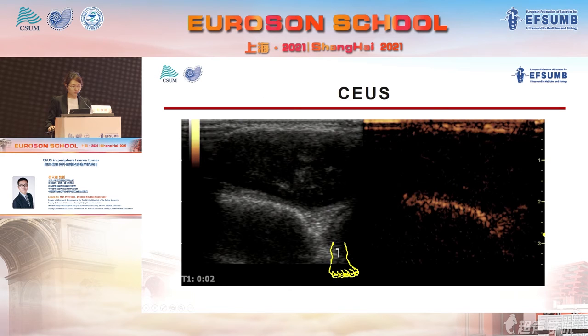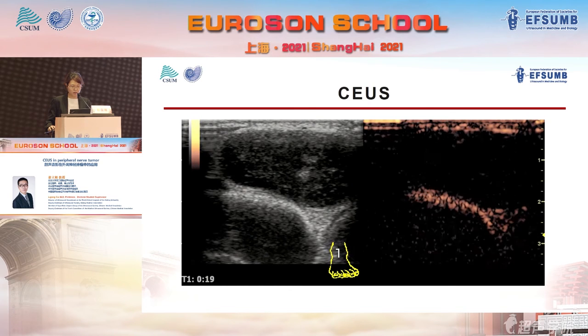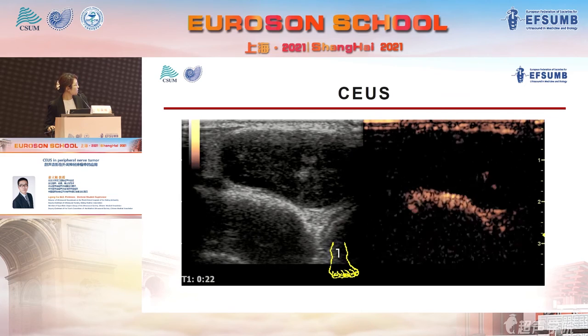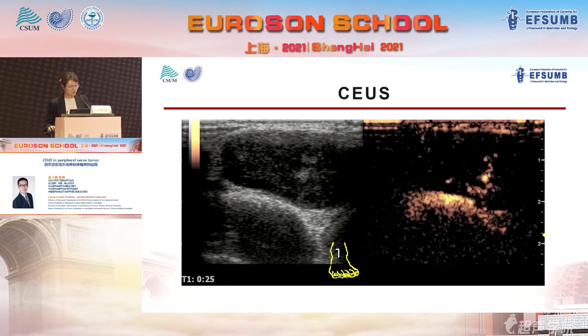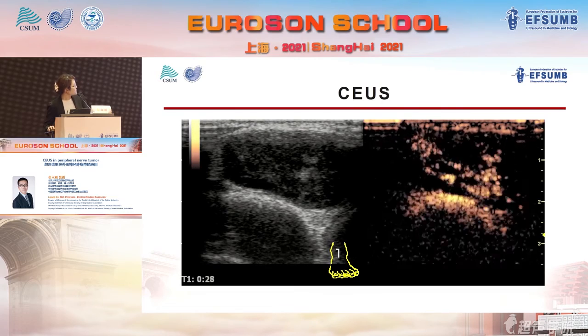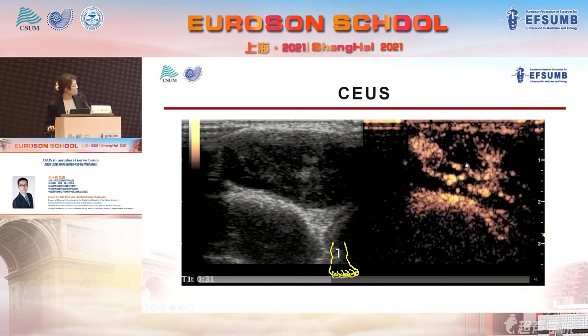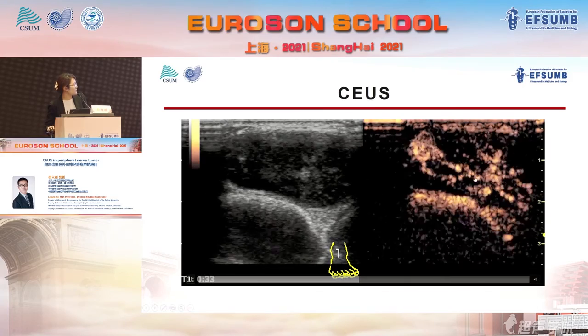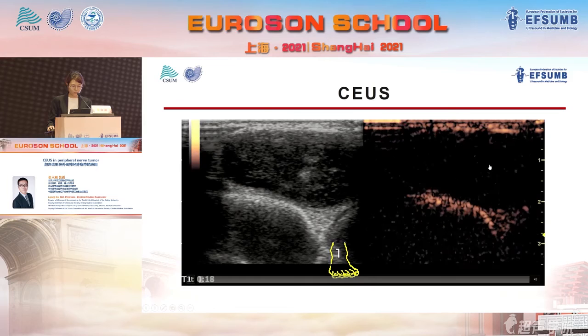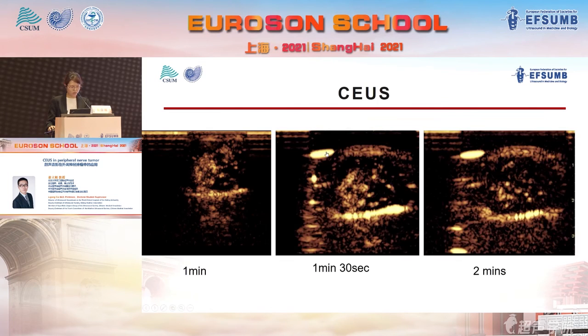And we used the microbubbles to help. Here the bubbles are coming. We can see the bubbles come to the central part and spread to the peripheral area. At different times, obvious enhancement can be seen in the central area of the tumor, but the peripheral area is poorly enhanced. Pathological examination showed both tumors are schwannoma.